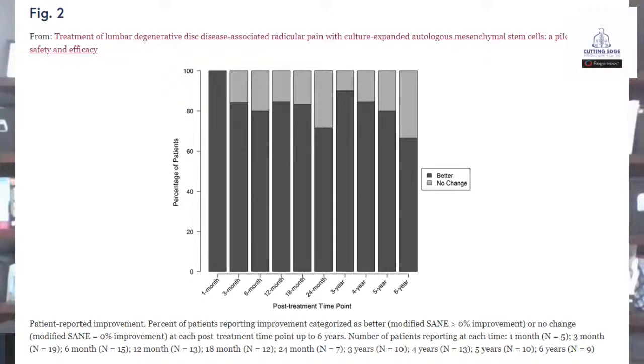And that is being able to assess what was the treatment of lumbar disc disease associated with radicular pain and how that compared over a time frame, which is extensive. And so if you look at the dark coloration, that basically says better. The light coloration of the gray is no change. And what they did is they looked at 1 month, 3 months, 6 months, 12 months, and then they went out a number of years, 3 years, 4 years, 5 years, 6 years.